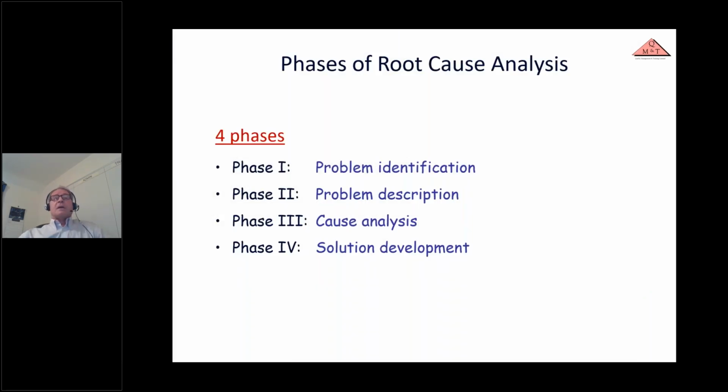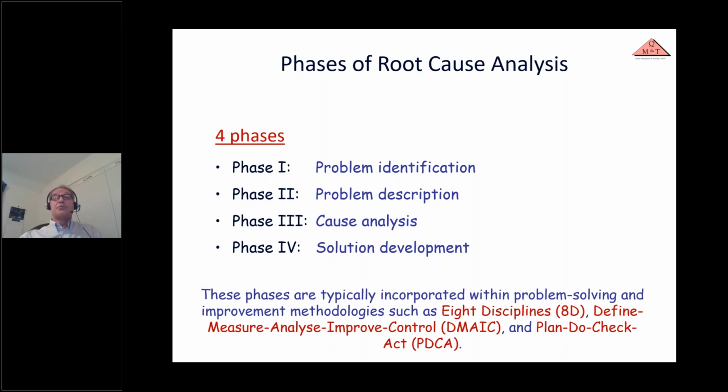In terms of RCA, it's convenient to describe it in 4 phases: problem identification, problem description, cause analysis, and solution development. However, these phases are often incorporated within problem solving and improvement methodologies, such as 8D, 8 discipline, DMAIC, define, measure, analyse, improve, control, and PDCA, plan, do, check, act. But in fact, the 4 phases can be utilised as they are.